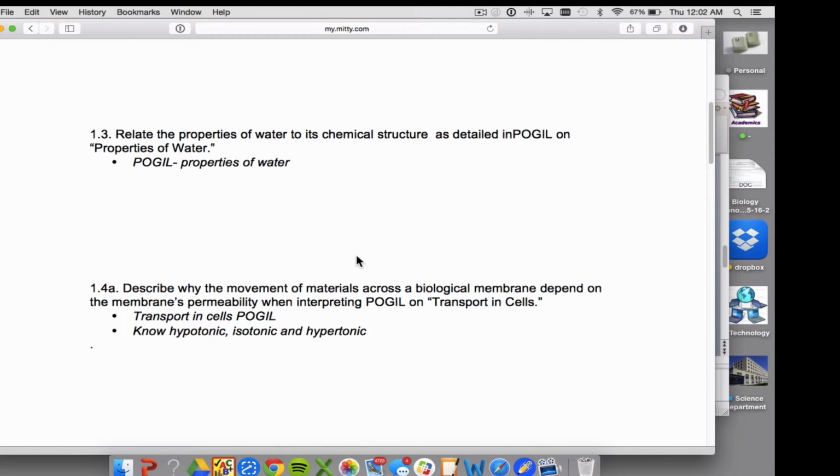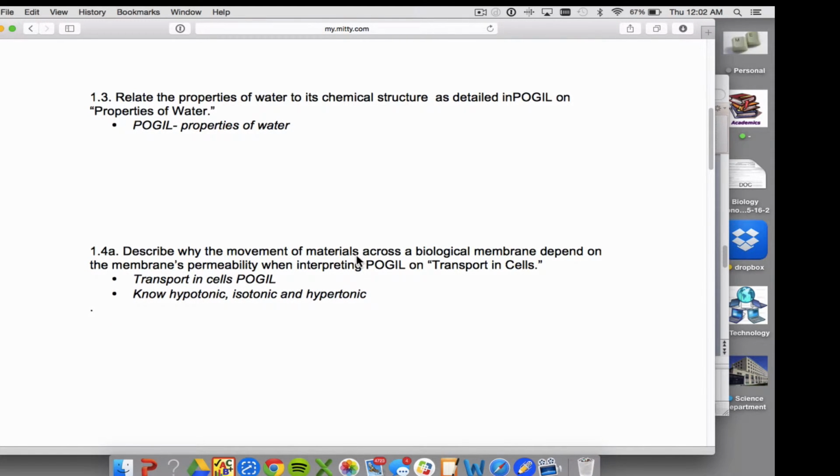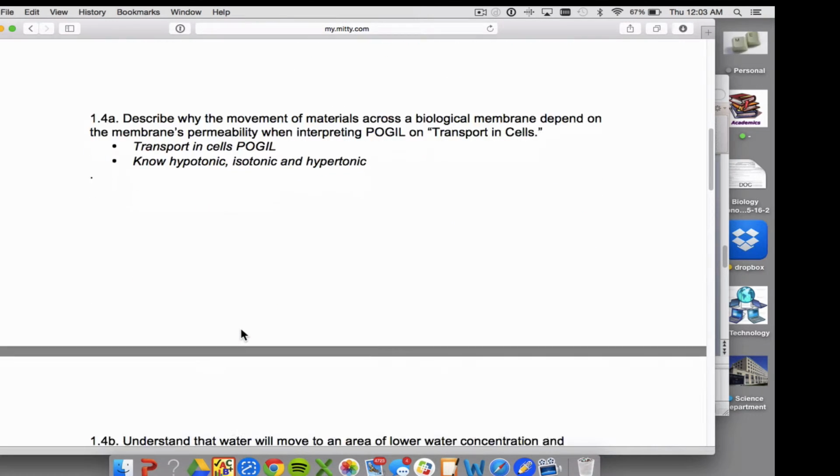1.4 talks about the movement of materials across a membrane. Remember, we talked about solutions being hypotonic, isotonic, and hypertonic. Again, go to the POGIL that says transport in cells. You also have a note taker. I believe it's note taker 7.3 that explains what all of this is.